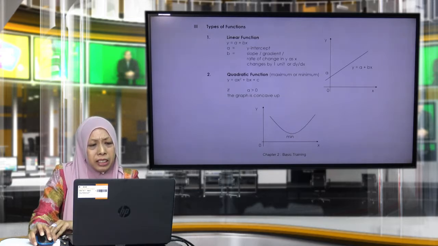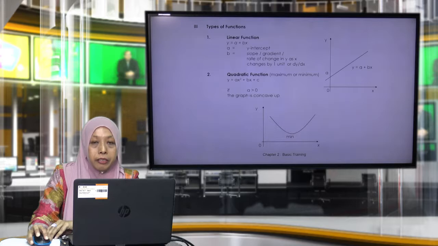The second type of function is what we call a quadratic function. A quadratic function is a function where the highest exponent for the independent variable is equal to 2. The basic formula for a quadratic function is y equals ax squared plus bx plus c. If the value of a is positive, or greater than 0, the shape of the curve is a concave up curve, with a minimum point.